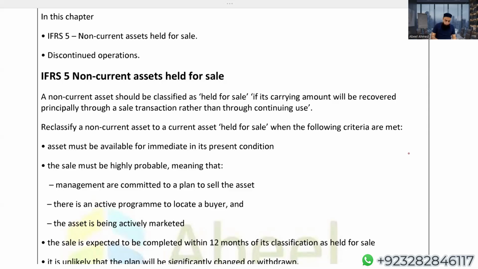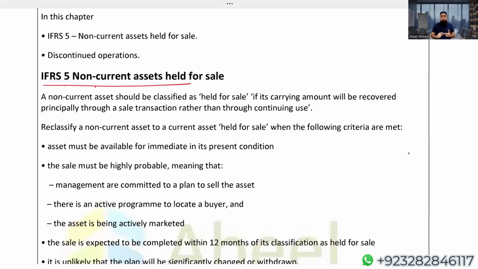So let's just quickly revise IFRS 5 non-current asset held for sale. First of all, what is the criteria of IFRS 5? I'll come to that. But just one concept which you should have a very good understanding of: if XYZ, let's say ABC company, has applied IFRS 5, after applying IFRS 5, what are the major changes in the financial statement which you will see?